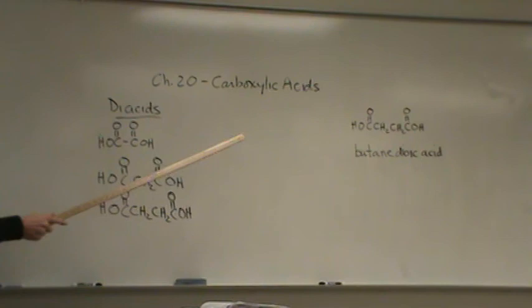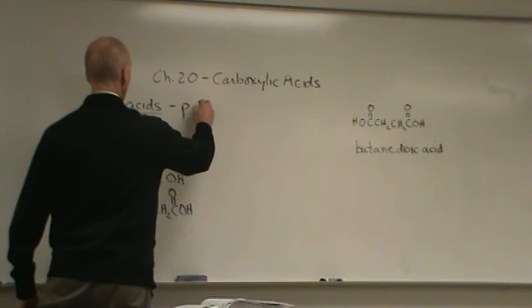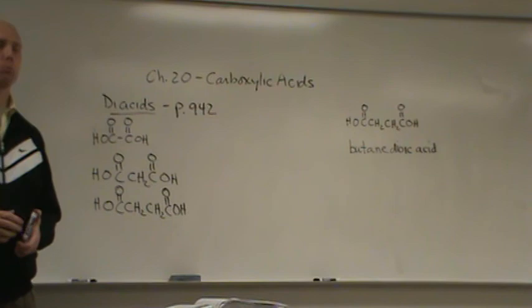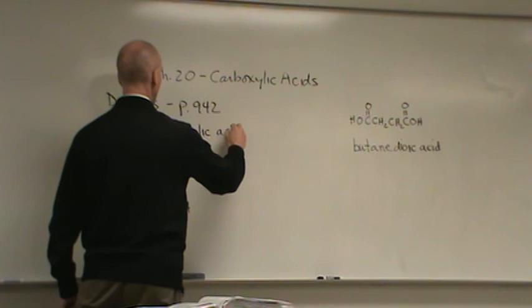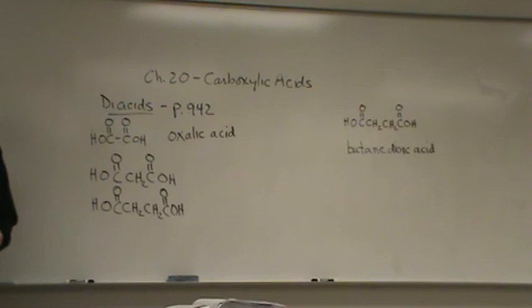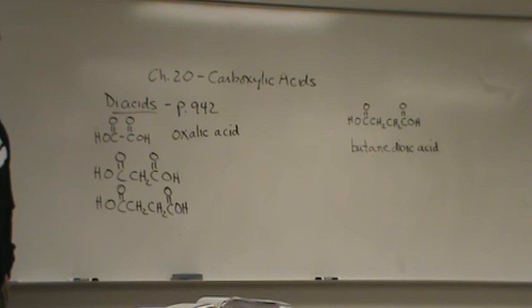Okay. But on page 942, it gives you a list of the trivial names of these that you want to be familiar with. So this first one here is often called oxalic acid. Anybody know where oxalic acid is found? It's found in spinach.